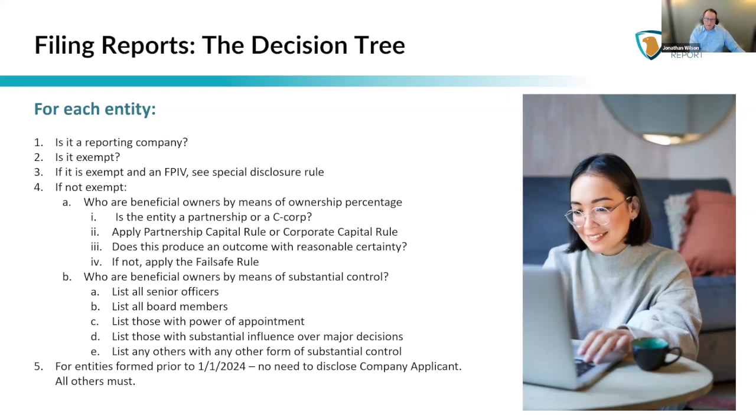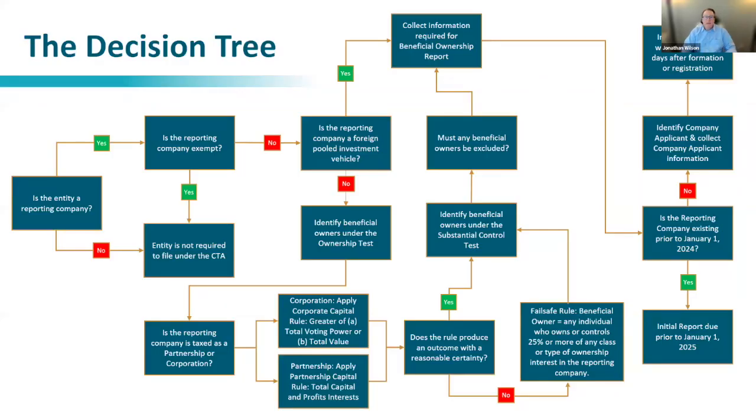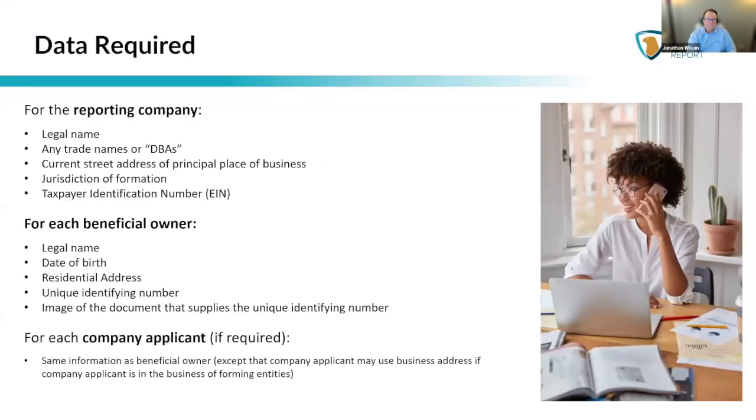After that, you add to it all the individuals who are also beneficial owners by virtue of substantial control, and that's your list of all your beneficial owners. If your entity was formed before 2024, you do not need to list the company applicant. Entities formed on or after January 1, 2024 do need to include the company applicant. This is the decision tree that I just described. Again, this is a good graphic that you can use either when you explain this to your colleagues or when you explain it to clients.